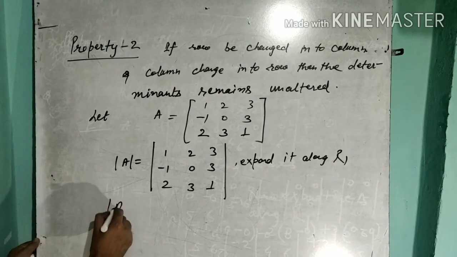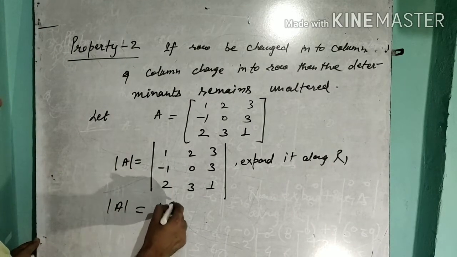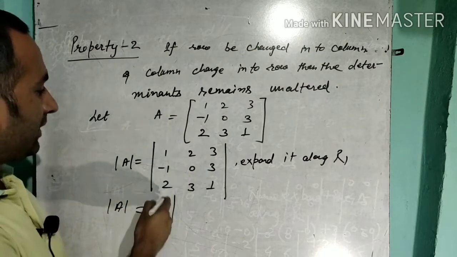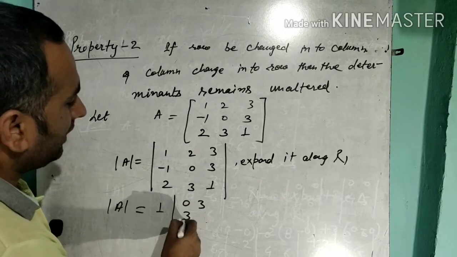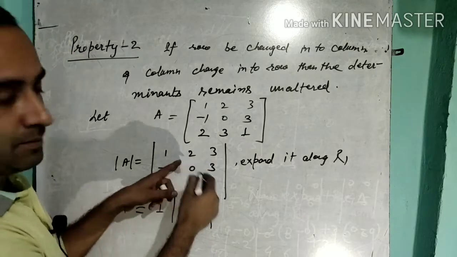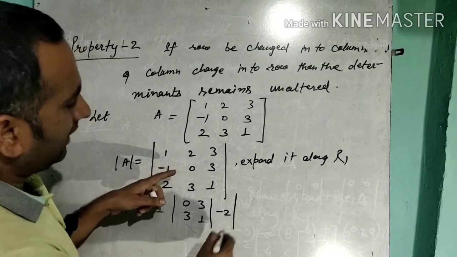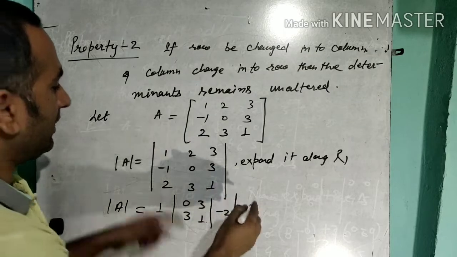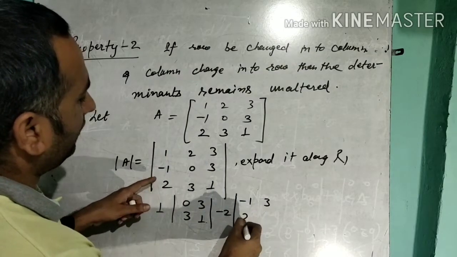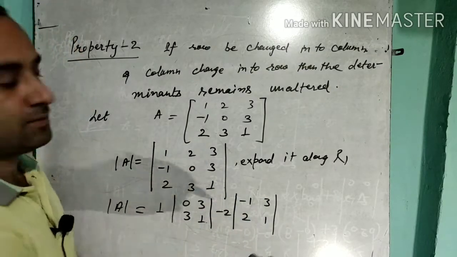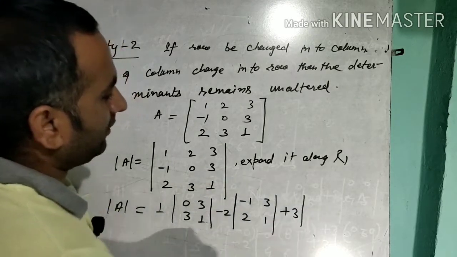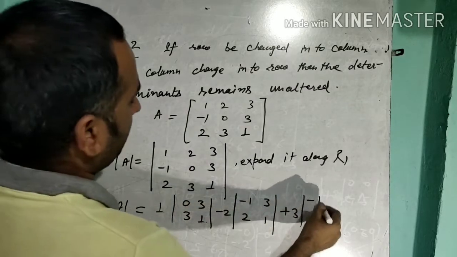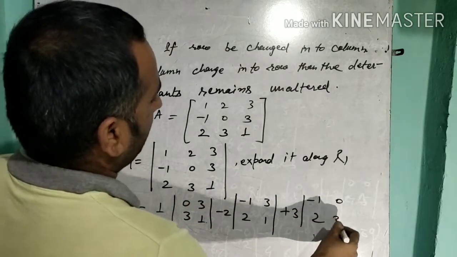So determinant of A is what? We will take the 1, and the second order determinant is what? We will remove the first row and the first column. It will give you 0 3, 3 1. Now we will take minus 2. We will remove the second row and first column. It is minus 1 3, 2 1. The last one is plus 3. We will remove the second row and third column. So it is minus 1 0, 2 3.